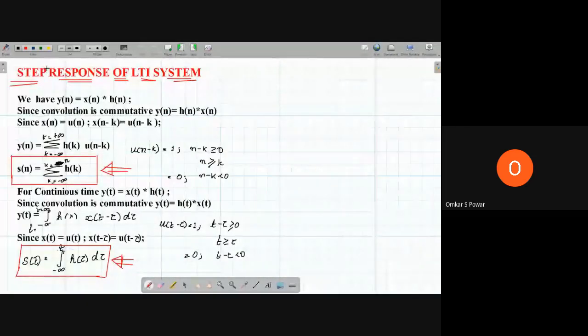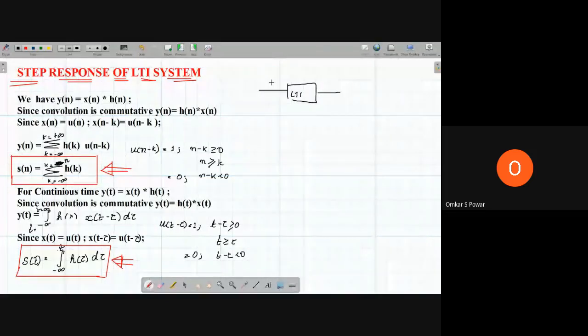Now let me go to the second topic for today, which is the step response of an LTI system. So what is the step response? You have an LTI system here. What is your response to the step?